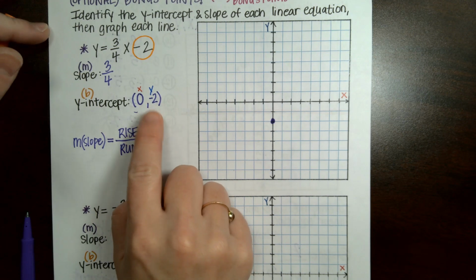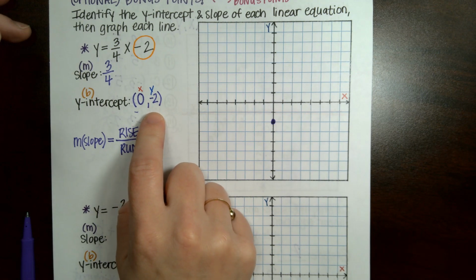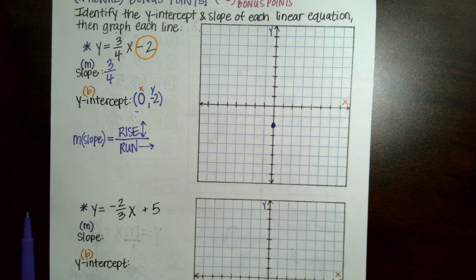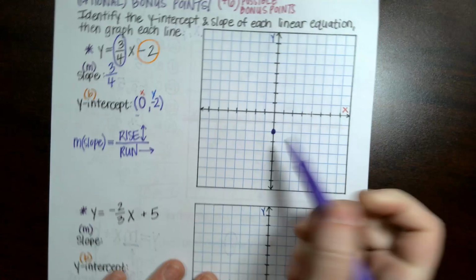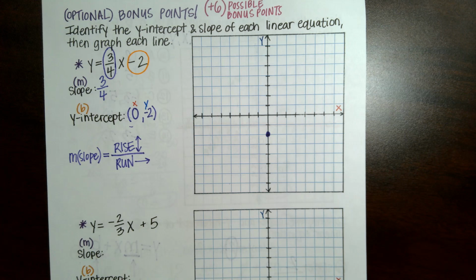For any of your intercepts, you put the number in for that variable, and the other one is a 0. To get the full bonus point, I'll still give you half a point if you write -2, but if you write it as a coordinate, you'll get the full bonus point. So we have our first point graphed right here, our y-intercept. How do we get a second point?